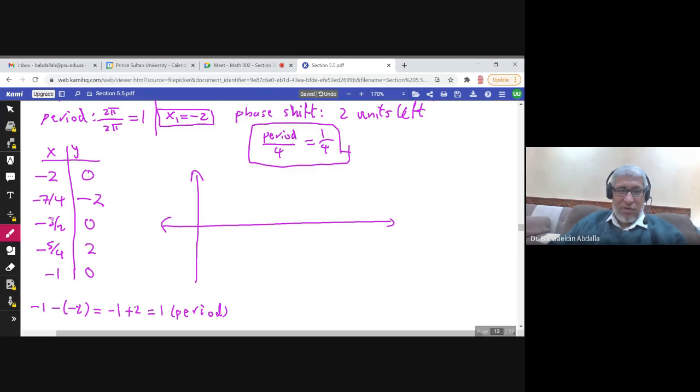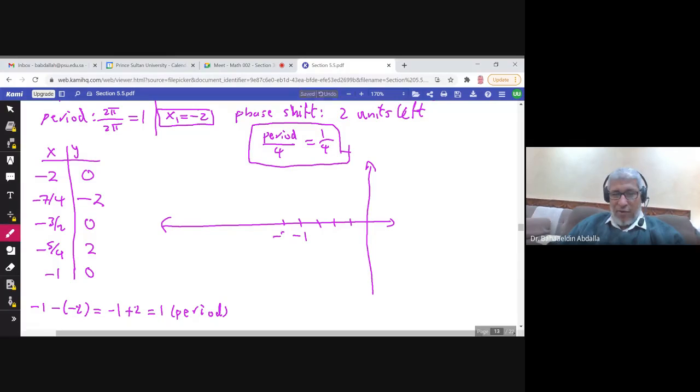Oh, we will start from -2 to -1. So we don't put the y-axis here. I put it here because I will work with the negative x-axis. Okay, pay attention now. The period over 4 is 1 over 4. So my unit of measure and my increment is 1 over 4. But I have to start from -1 to -2. So this is -1 over 4, -2 over 4, -3 over 4. This is -1, -5 over 4, -3 over 2, -7 over 4, and here is -2.